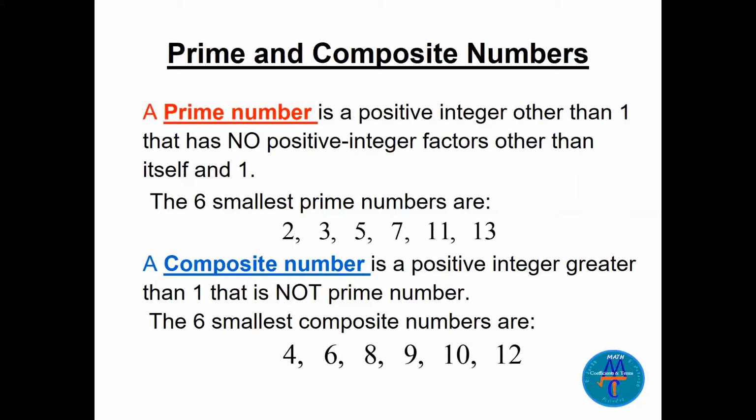The 6 smallest prime numbers are 2, 3, 5, 7, 11, 13, and then you can try the other numbers. A composite number is a positive integer greater than 1 that is not prime. So we start with 4, then 6, then 8, then 9, because 9 is divisible by 3, 9, and 1. 10 is a composite number, 12 is not prime.